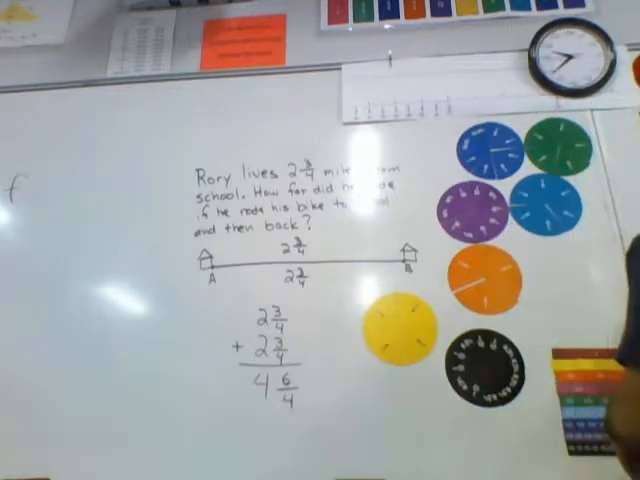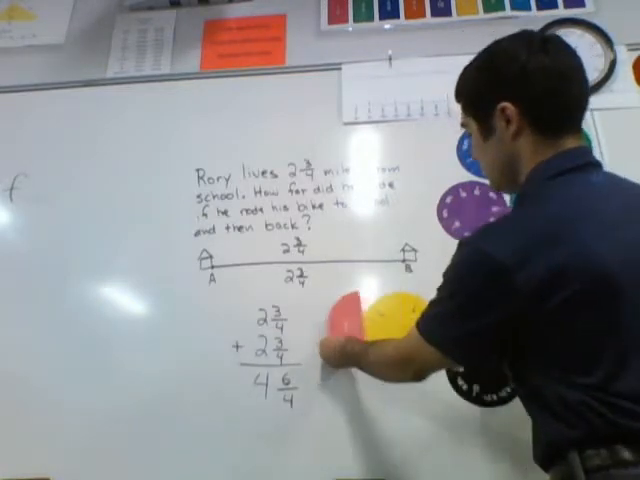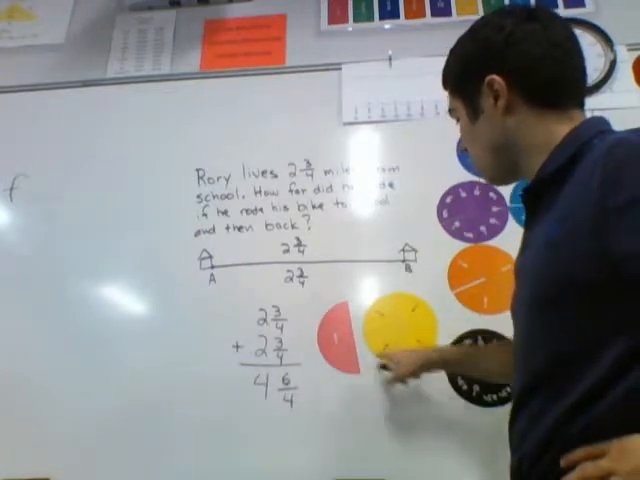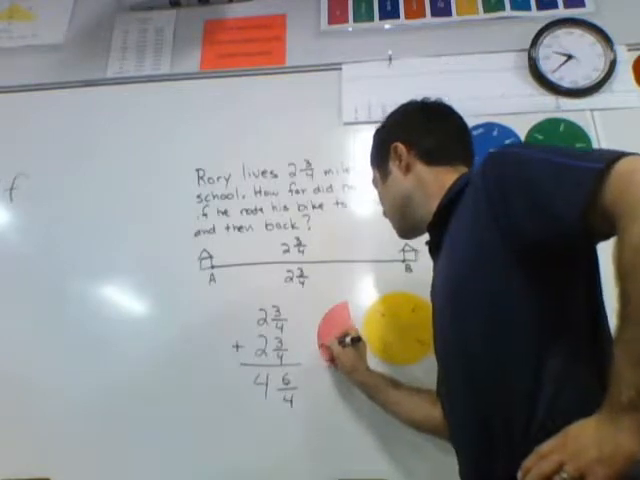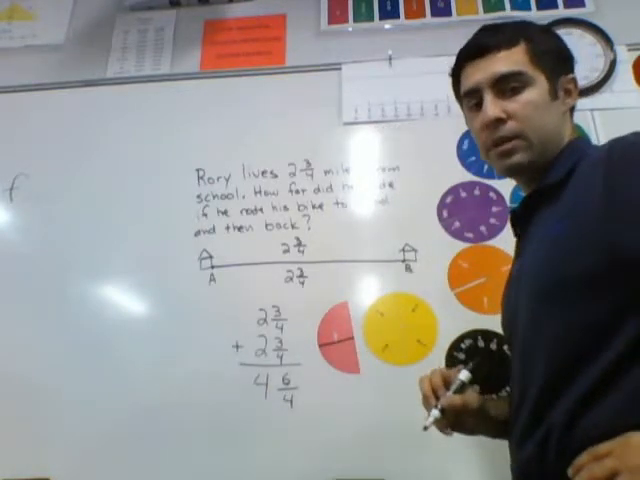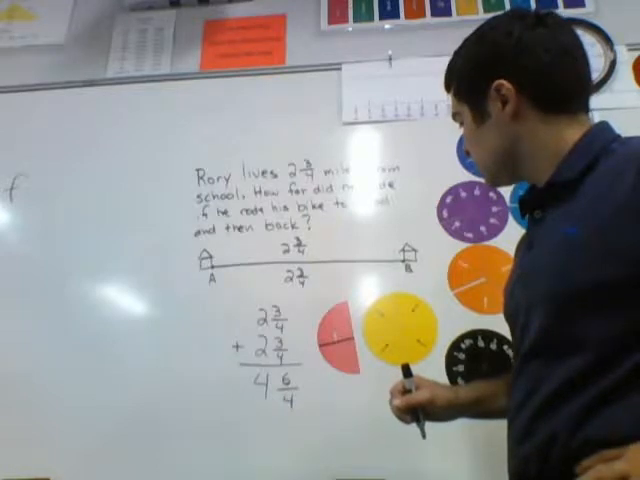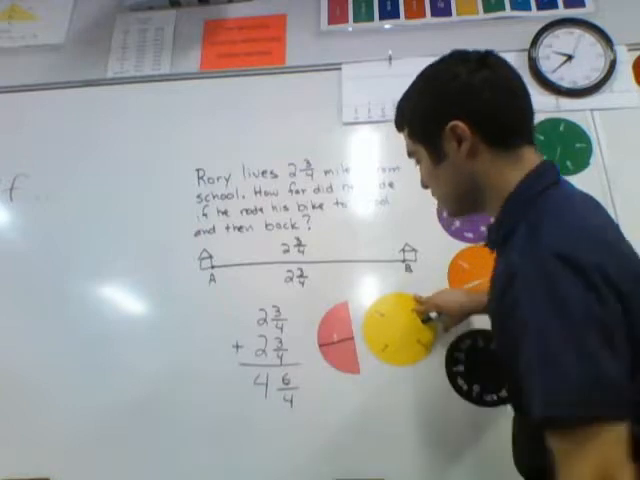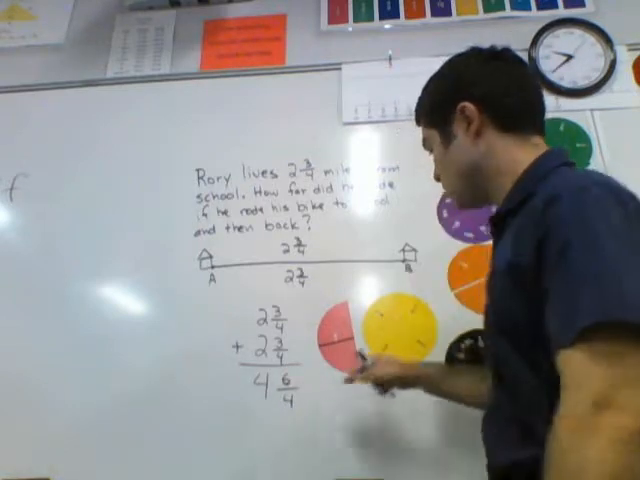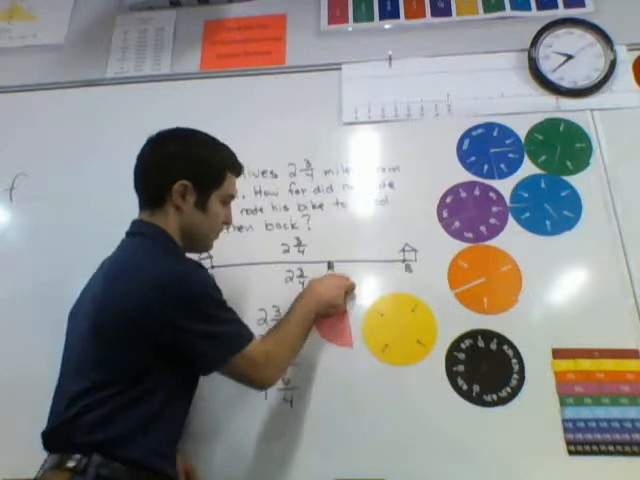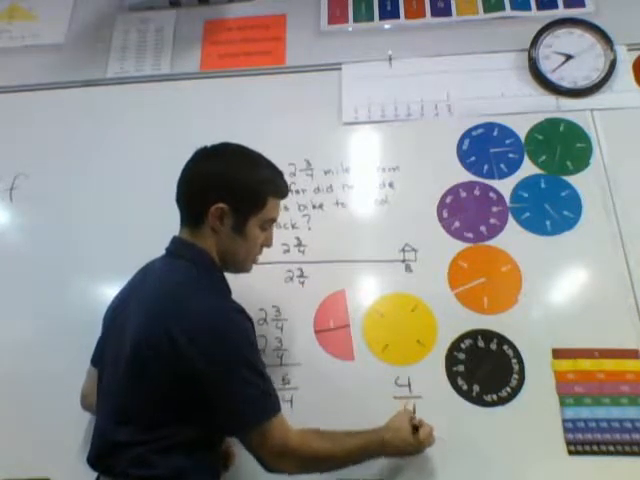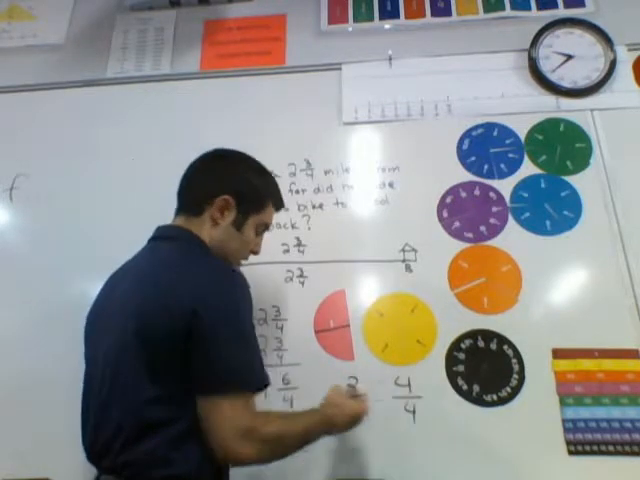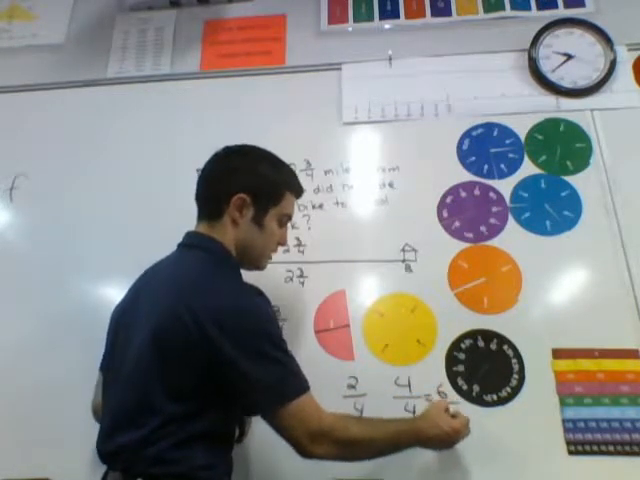We have 6/4, which would look like this. That's what 6/4 is right here. 1 2 3 4 5 6. Pretend that's a fourth, not a half. Okay? So how much is 6/4? Well, 6/4 is 1 plus 2. Okay? So we're gonna rewrite this. This is 4/4. This is 2/4. Now, doesn't that equal a total of 6/4?